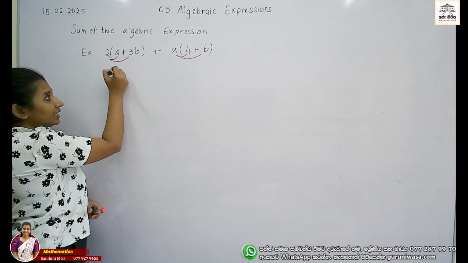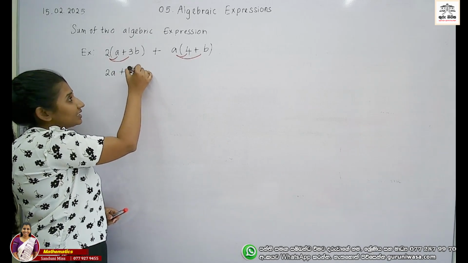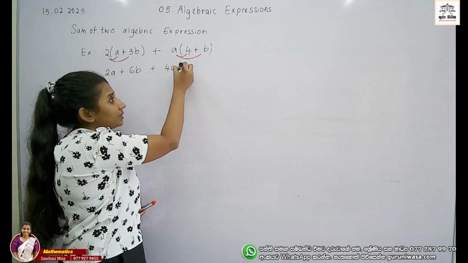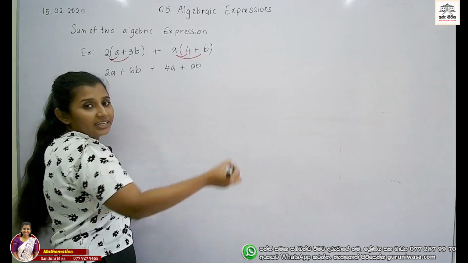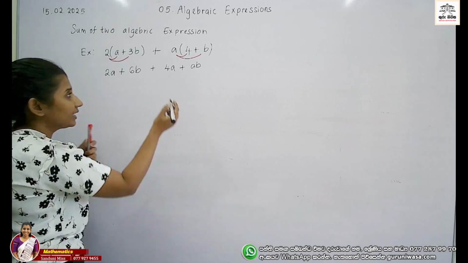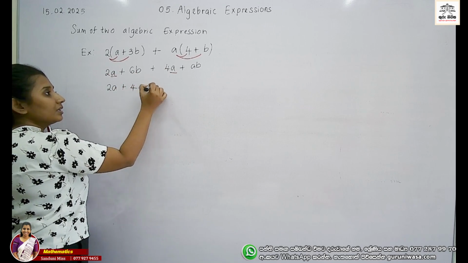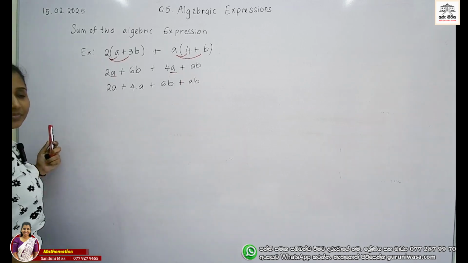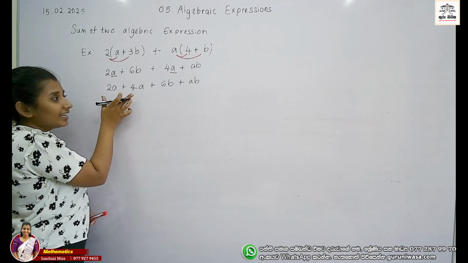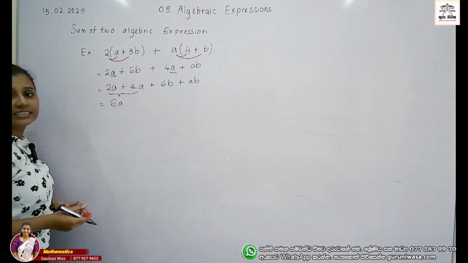2 times a, 2a, plus 2 times 3b is how much? 6b, plus a times 4, so 4a, plus a times b is ab. Now we are going to add. I told you we can only add the like terms. First of all, we'll take the like terms together. 2a plus 4a plus 6b plus ab. 2a plus 4a is equal to how much? Add the values. 2 plus 4 is 6. So this part will be equal to 6a.